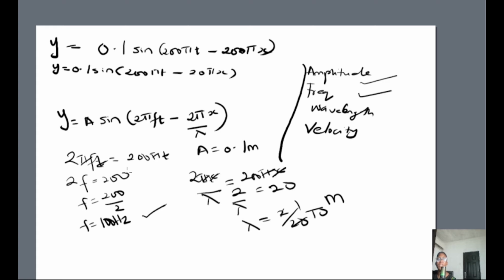So we have that. So let's get our velocity. You recall that your v is equal to f multiplied by lambda. So what was our f? Our f was 100. And what was our lambda? Our lambda was 1 over 10. So let's just cancel that. 10 in 10 is 10. So our v is just equal to 10 meter per second. You see how easy it is to solve.